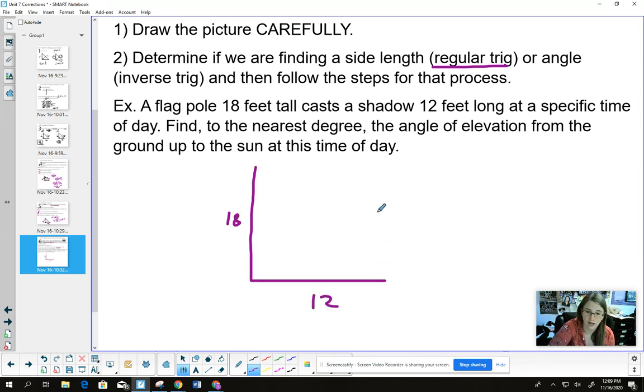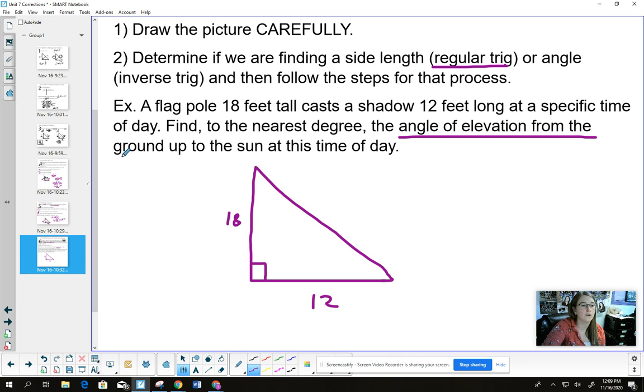Okay, so 18 feet tall, the shadow is 12 feet long. This is your shadow, right? Your shadow lies on the ground. Then this is our triangle, right? We connect the lines and that becomes our triangle. We want to find the angle of elevation from the ground up to the sun. So guys, here's where your angle comes from. The ground. Where is the ground? Here. This is the ground. We want the angle up from the ground. So that's what you're trying to find.